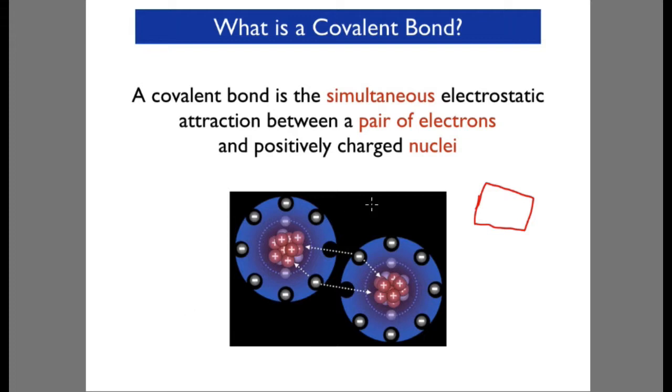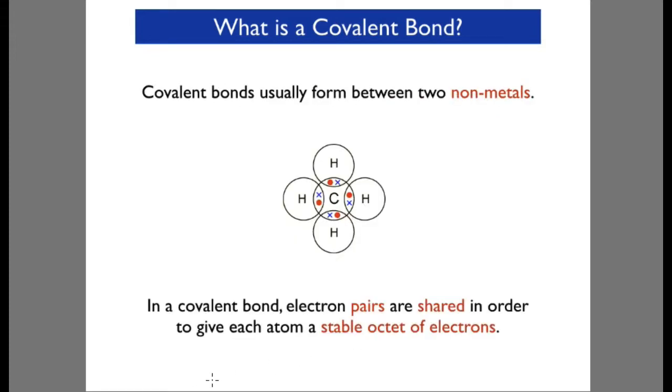A covalent bond seems to have a square here. A covalent bond is the simultaneous electrostatic attraction between a pair of electrons and positively charged nuclei. I know why the square is there. It's to remind you to make your flashcards for definitions. Covalent bonds usually form between two nonmetals. In a covalent bond, electron pairs are shared in order to give each atom a stable octet of electrons.